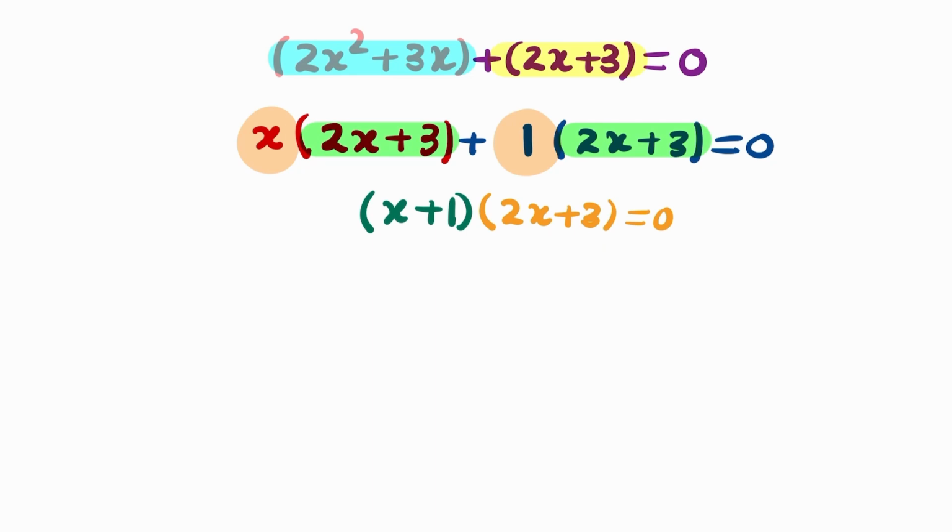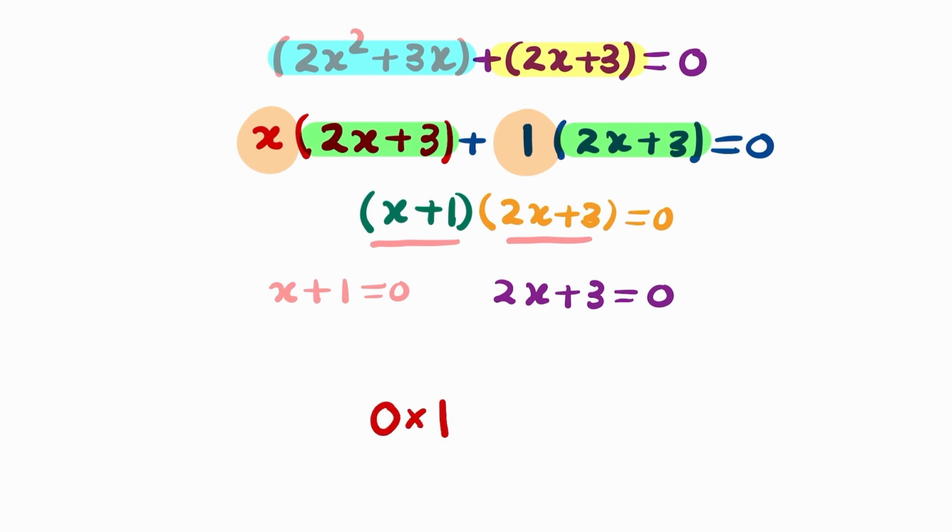Now after this we have to solve the equation by equating each of these factors to 0. X plus 1 equal to 0 and 2x plus 3 equal to 0. I am equating each of these brackets to 0 because if one bracket is equal to 0, then if we multiply it by any other number, what will be the result? It will be 0. So here in x plus 1, we can take plus 1 to the other side as minus 1, x equal to minus 1.